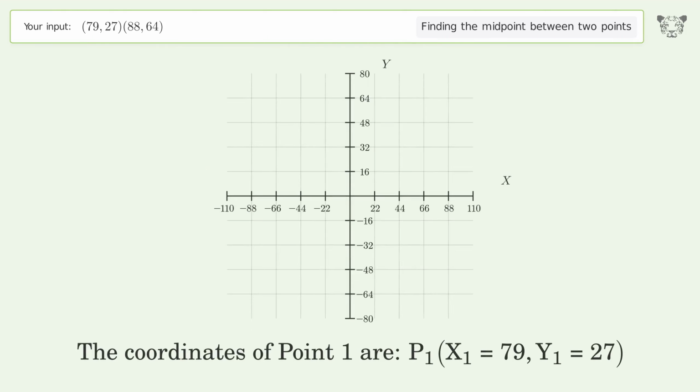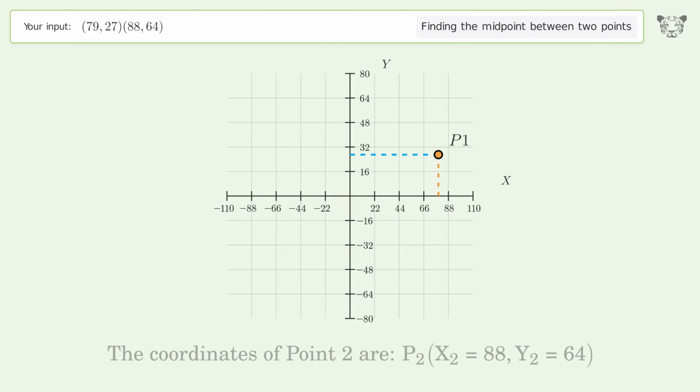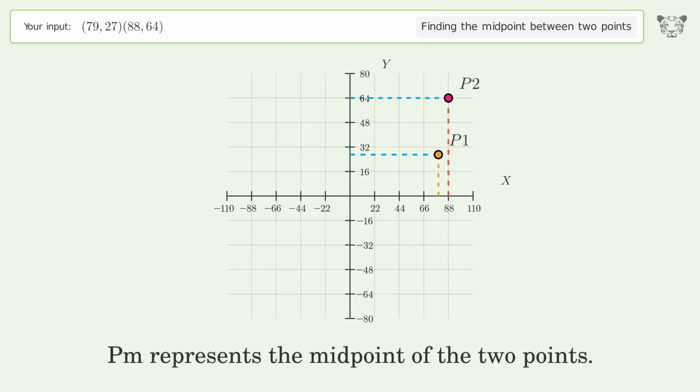The coordinates of point 1 are, x1 equals 79, y1 equals 27. The coordinates of point 2 are, x2 equals 88, y2 equals 64. PM represents the midpoint of the 2 points.